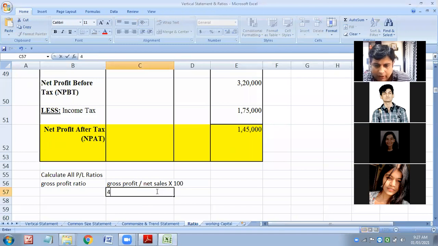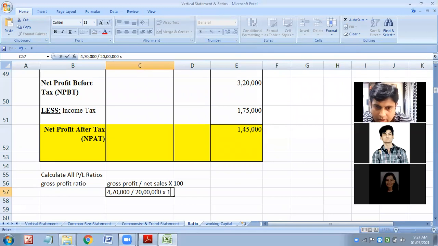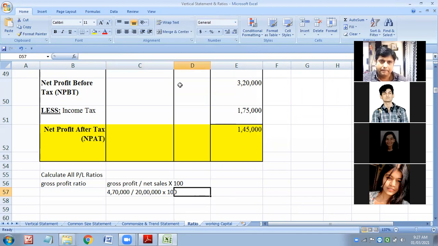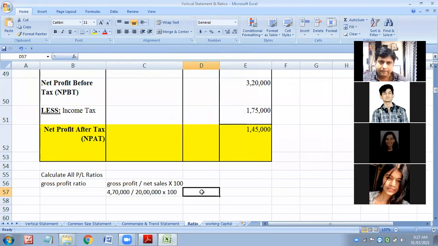So I will write 4,70,000 divided by 20 lakhs into 100. So how much are you getting? 23.5%. I told you, it is always to be expressed in terms of percentage. So my one ratio is done.